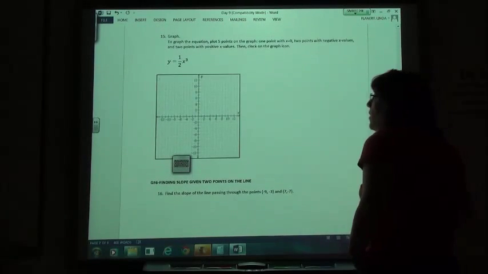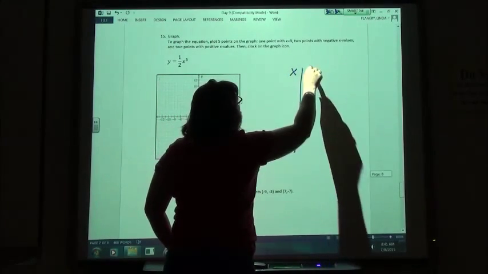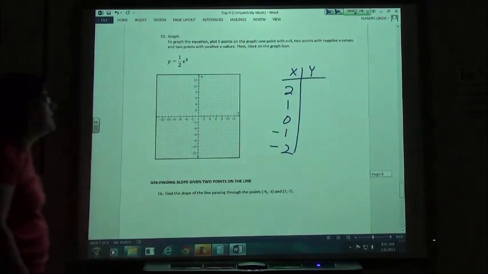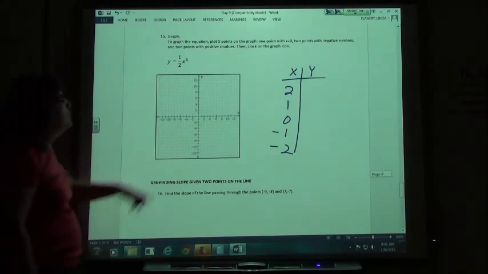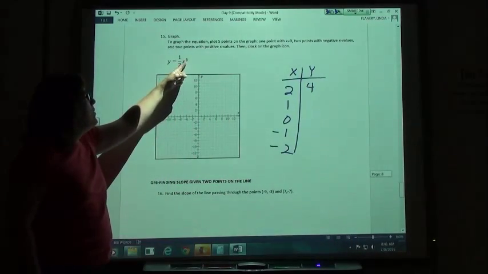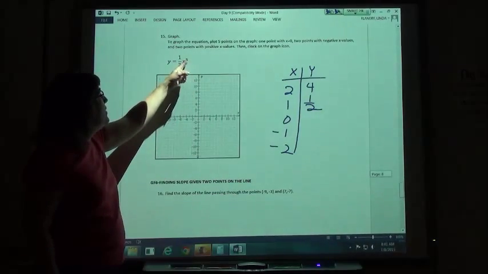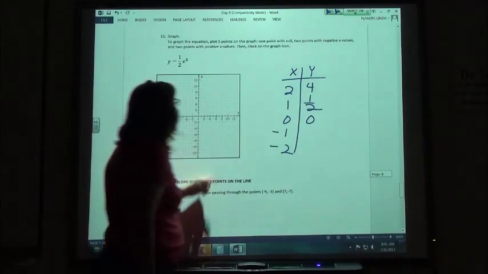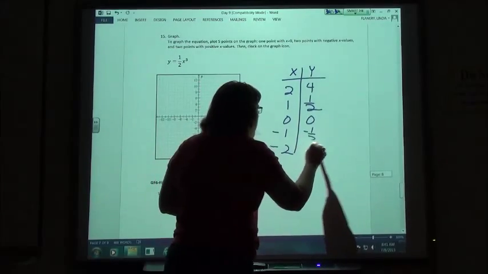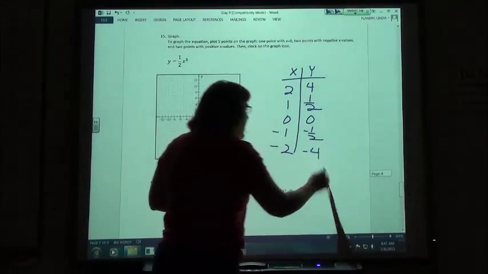And number 15, we are graphing y equals 1/2 x cubed. So again, we're going to make our table. 2, 1, 0, -1, and -2, whichever order you want those in, and then plug our numbers in. So 2 cubed is 8, half of 8 would be 4. 1 cubed is 1, 1 times 1/2 is still 1/2. 0 cubed is 0, 0 times a half is 0. -1 cubed is -1, -1 times half is -1/2. -2 cubed is -8, half of -8, -4.